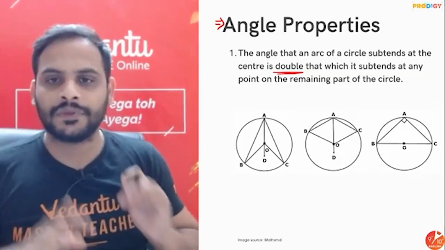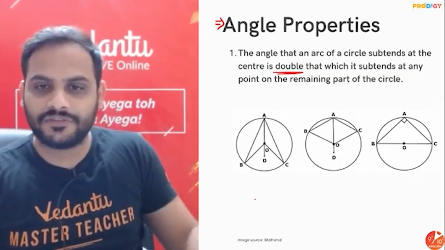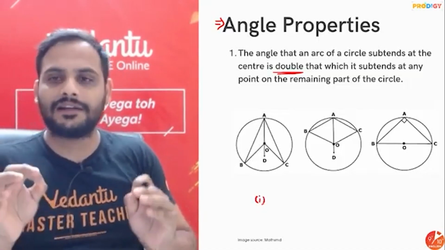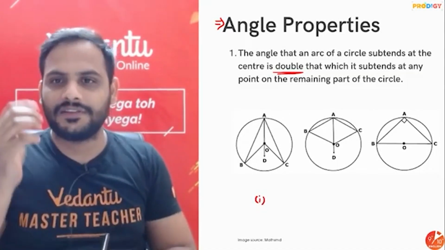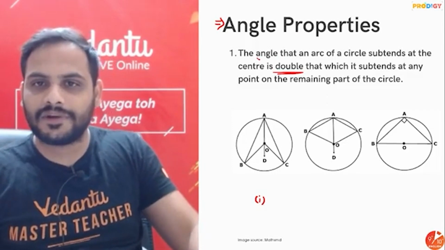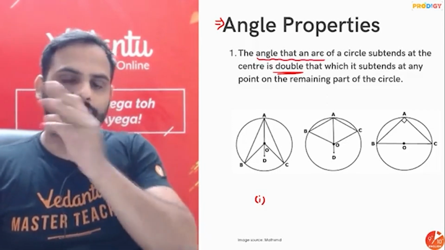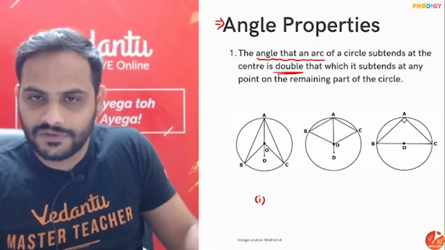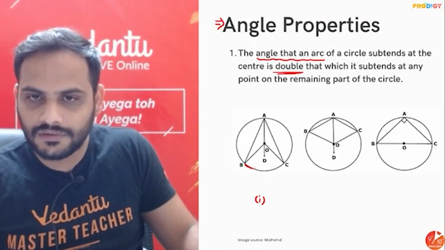All right, for example, let's say in the first figure, if the arc which we are seeing, the angle subtended by an arc at the center, suppose that arc is a minor arc. So this B C.